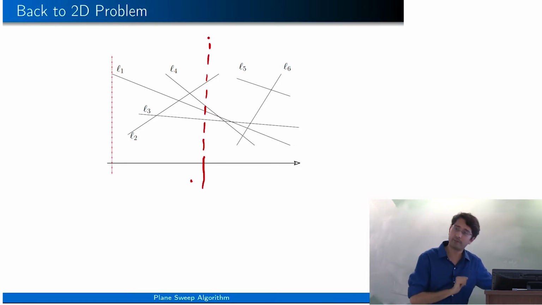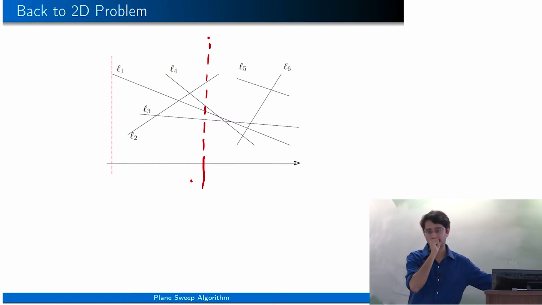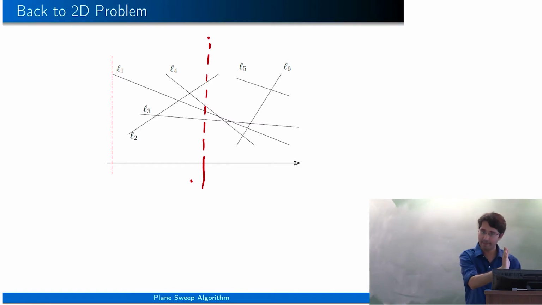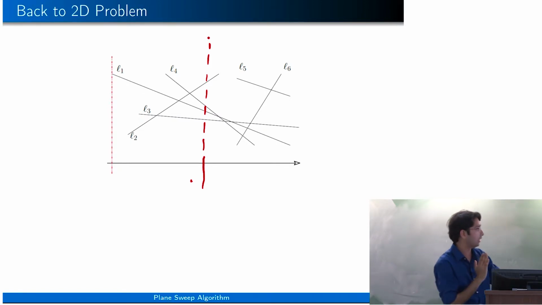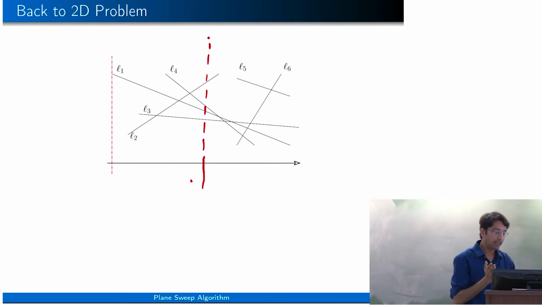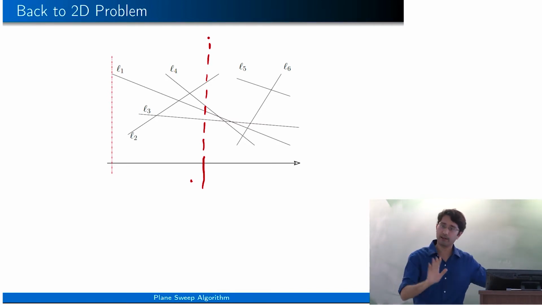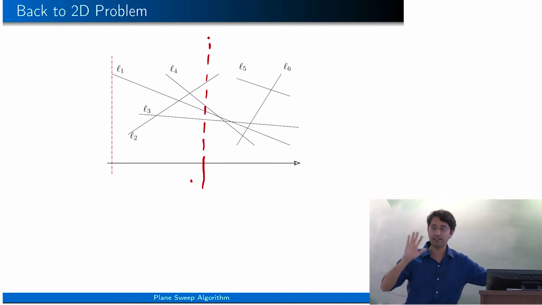First question, what is the event point? My idea is I will sweep from left to right. First I encounter the left endpoint of L1, then the left endpoint of L3, the left endpoint of L2, then L3, then L4. I do not know whether they will intersect or not, but I will encounter them. This is the order in which I will encounter them. So, what will be the event points where I have to stop? Endpoints of the line segment, that I need to maintain, right?